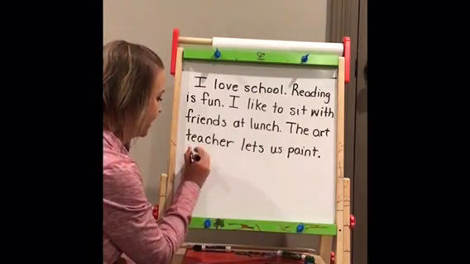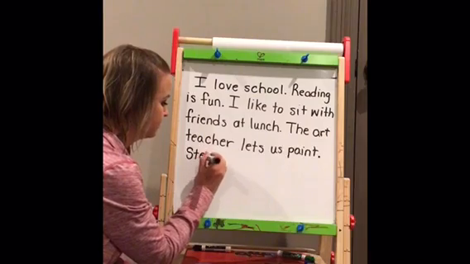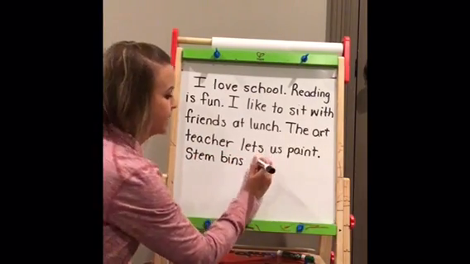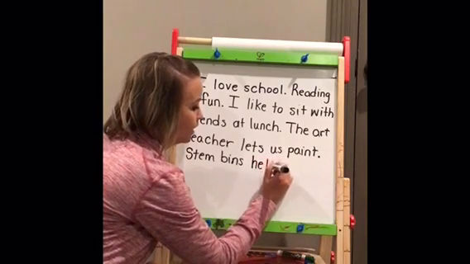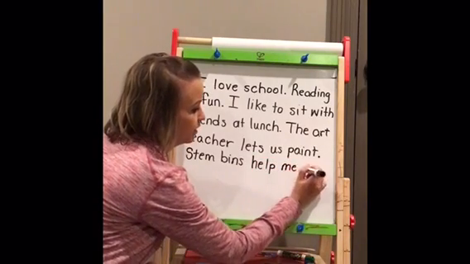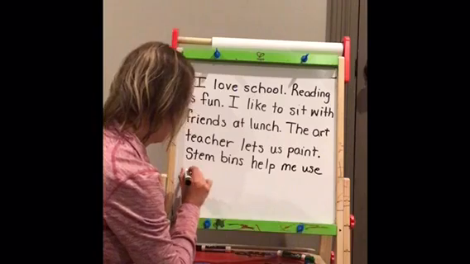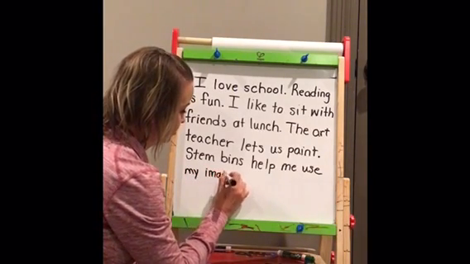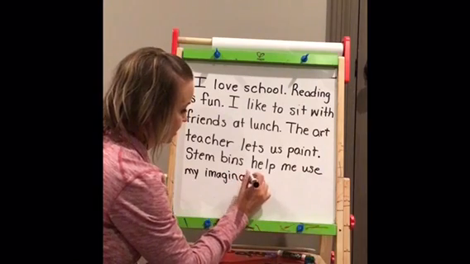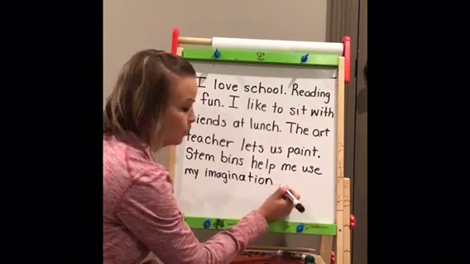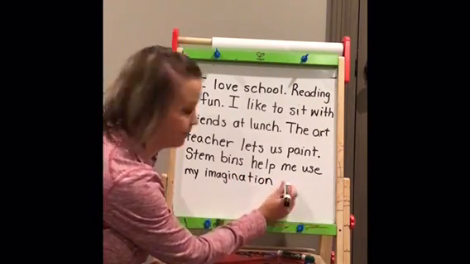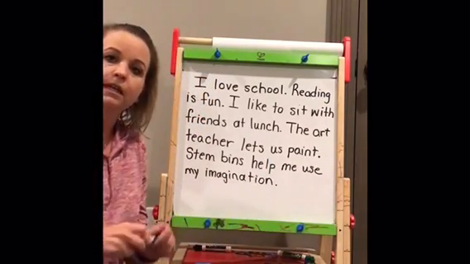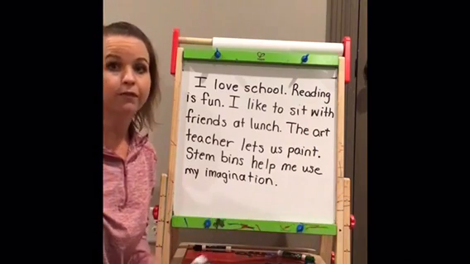So we start with capital S, stem bends. That's where that clue word comes in to be helpful. Stem bends help me use my imagination. What do I need at the end of a sentence? A period. Very good. So once you have those sentences completed, we're not done with the Foursquare yet.